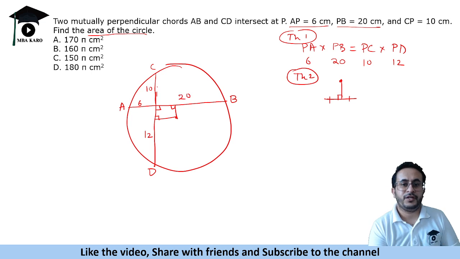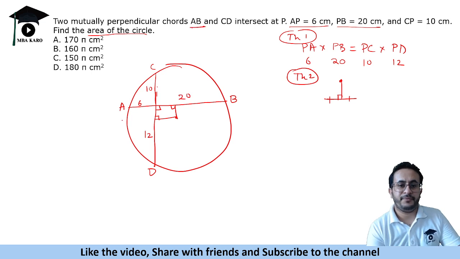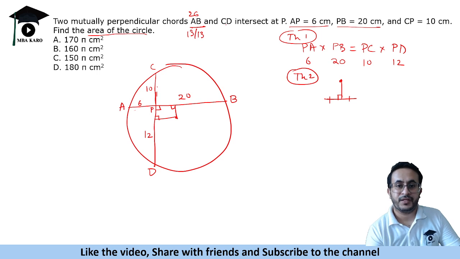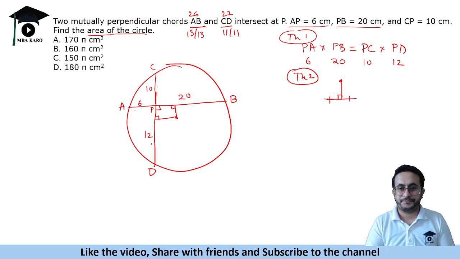Okay, now what is the length of chord AB? AP was 6 and PB was 20, so the total length is 26. So it will be divided into 13 and 13. Okay, now CD, it is 10 and 12, total is 22. So it will be divided into 11 and 11. Okay, so now let us see how we solve this question.